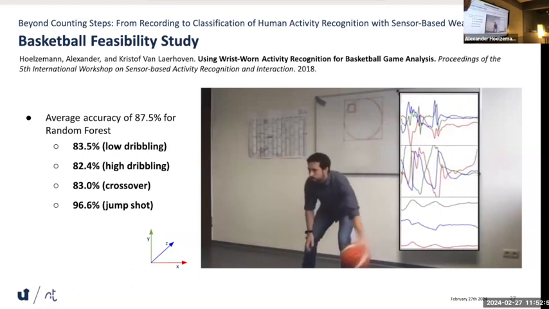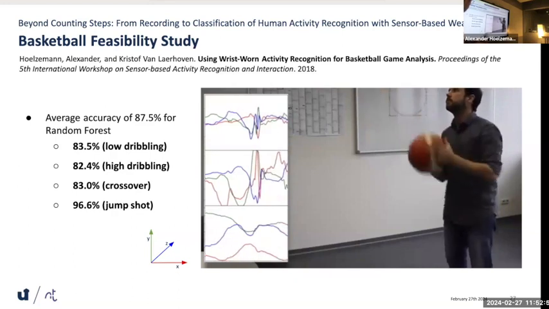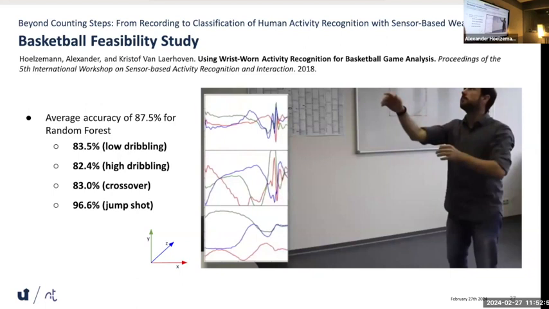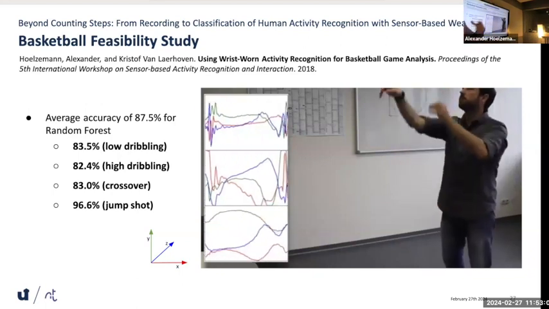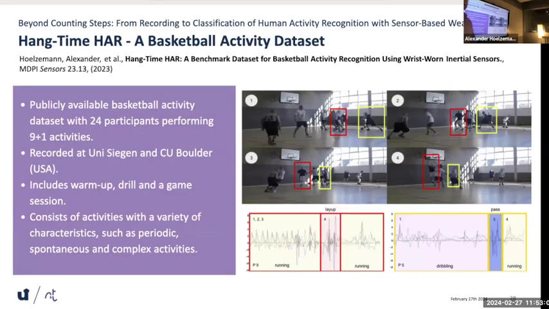We trained here a classical machine learning algorithm. I think it was a random forest as well as a KNN. You can see that we had some good results in this feasibility study, which is the reason why we came up with the idea to do a comprehensive basketball data set. We then did this after the pandemic, when we were able to record data again. I did this in cooperation with CU Boulder, with Christine Liu from computer science, and with one of her PhD students, Julia Romero.